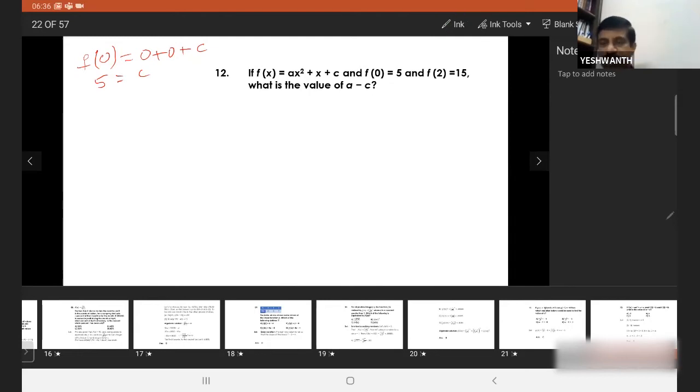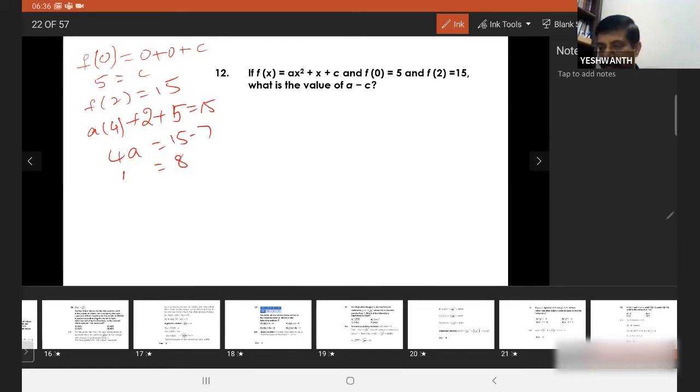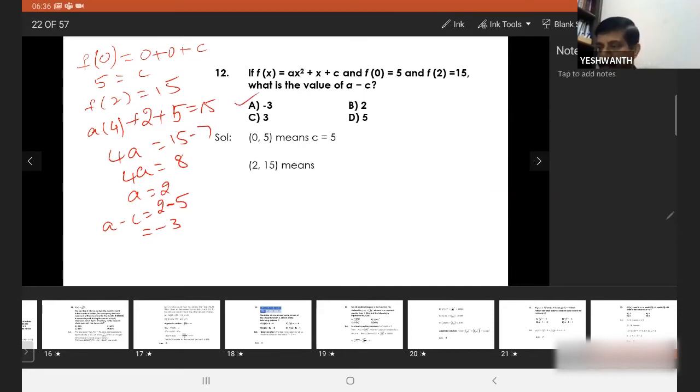So now f of 2, what is f of 2? So a into x square means a into 2 square is 4 plus x is 2 plus c is 5 equal to 15. So 4a equal to 15 minus 7. 15 minus 7 is 8. A equal to 2. So now a minus c, that is 2 minus 5, that is minus 3. So look at this. You have option A. Quick.